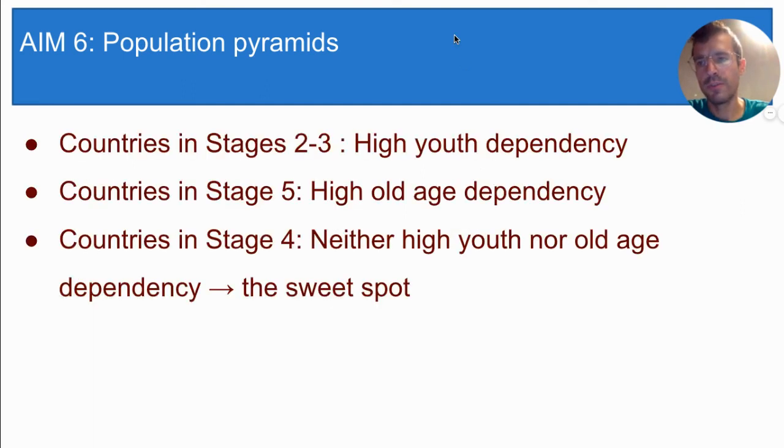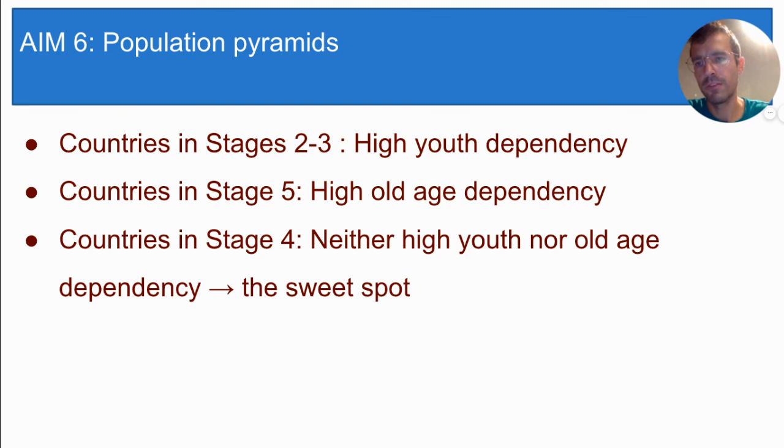Countries in stages 2 and 3 have high youth dependency ratios. High birth rates in those countries mean that there are a lot of children relative to working age adults. Think about Niger, where birth rates are so high. On the other hand, stage 5 countries have high elder dependency ratios because most people live to old age, but few children are being born. A good example of this is Japan.